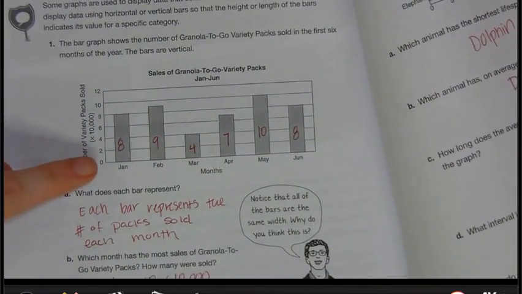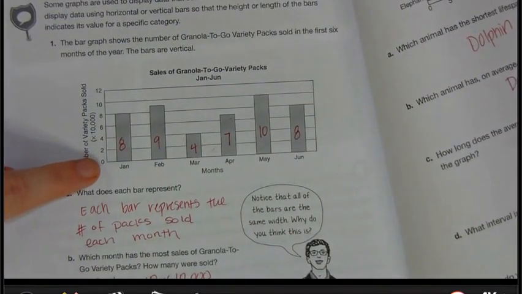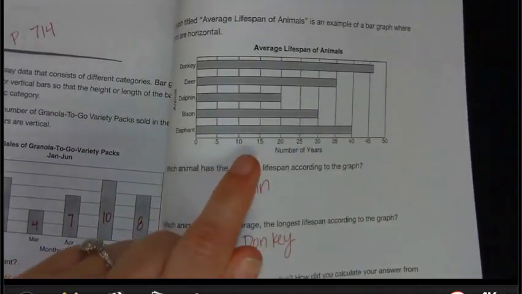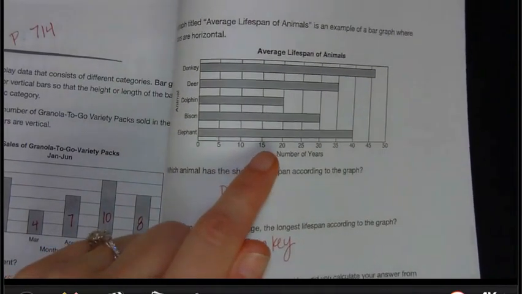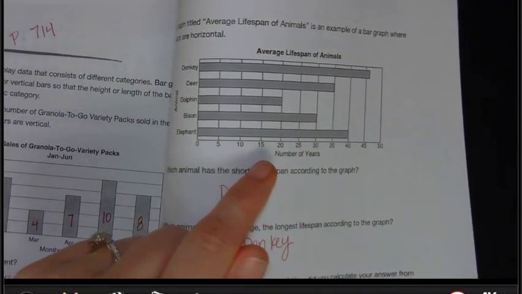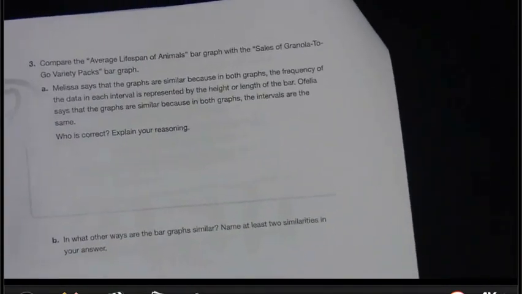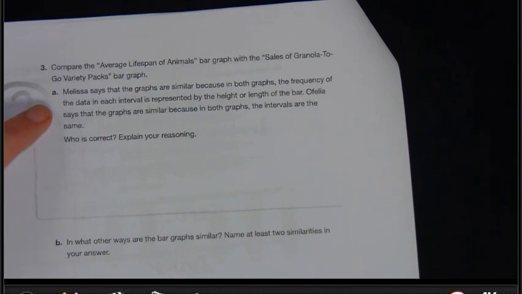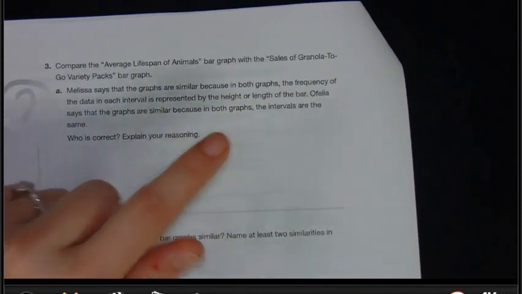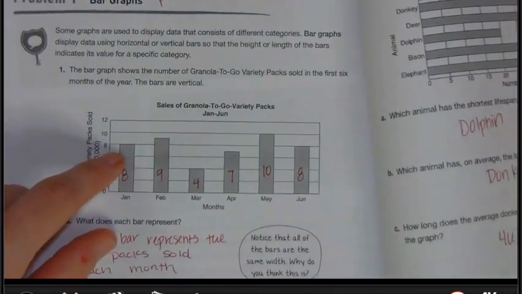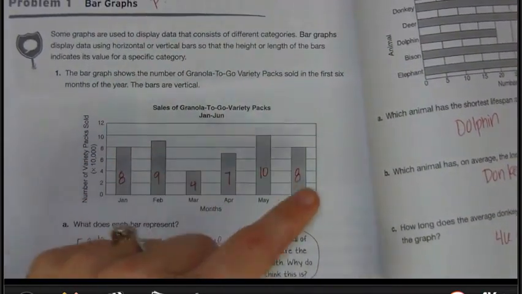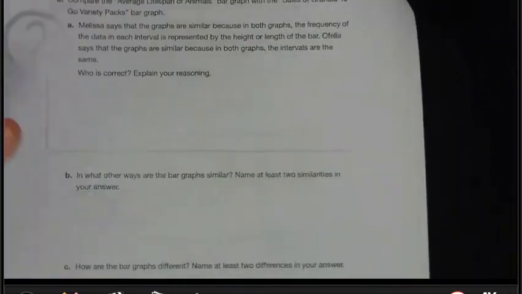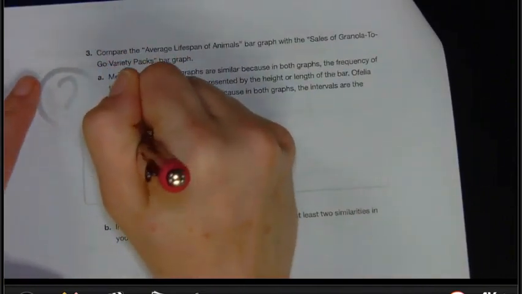So for my bar graph here, the interval is going up by 2. So 2, 4, 6, 8, 10, 12. My intervals here are going up by 5. So 5, 10, 15, 20. Are my intervals the same on both? No, they're not. So I know Ophelia is not correct, but let's see Melissa. Melissa says they're similar in both graphs because the frequency in the data in each interval is represented by the height or the length. So frequency means how often something happens, and it is represented by the height or the length of my data. Is this correct? Yes. So the person who is correct is Melissa.